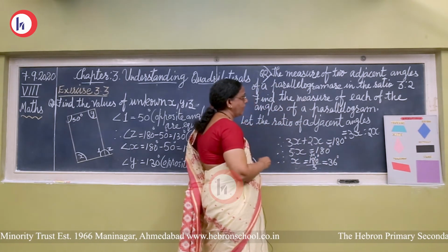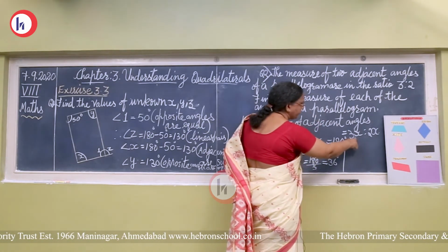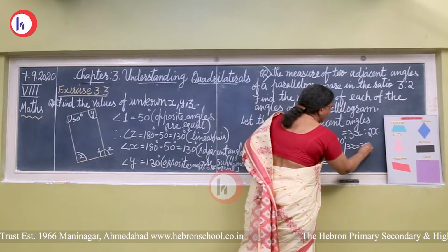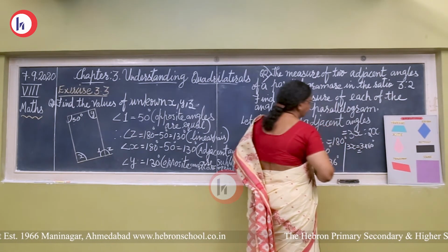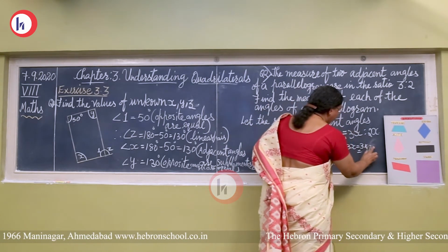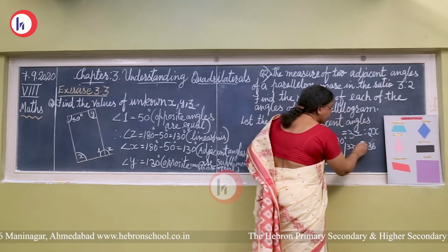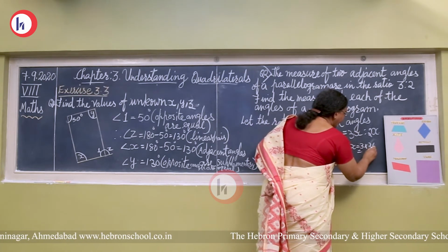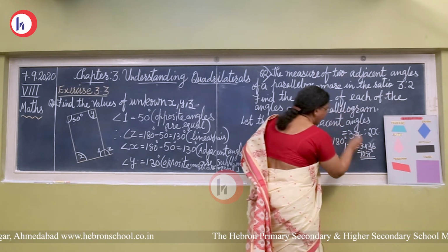Now, once you get the value of x, we can find out the value of 3x. So, 3x is equal to 3 into 36 degrees. We got the x value as 36. 3 6s are 18, carry 1, 3 3s are 9, 9 plus 1, 10. So, we get 108 degrees.